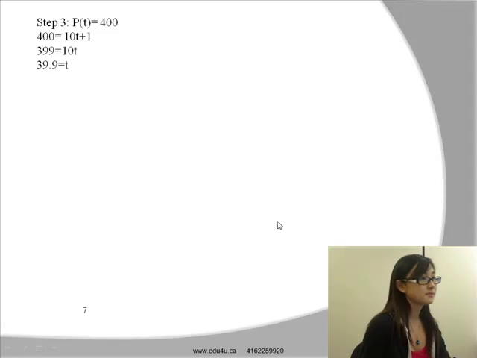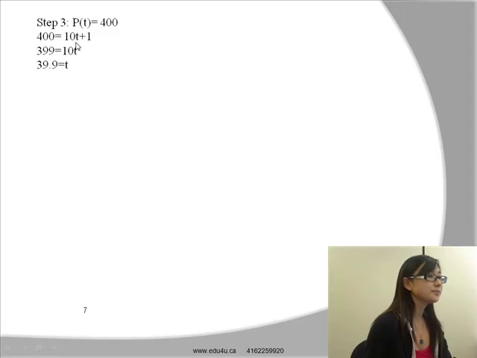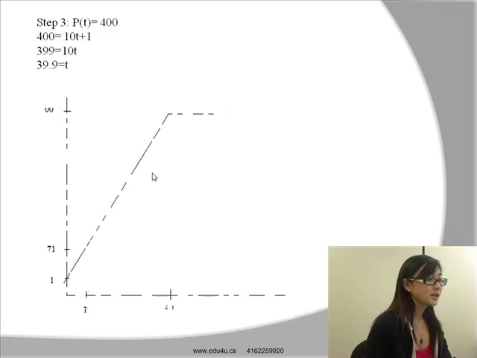So how long will it take for 8% of the population to get infected? Well, 8% of 5,000 would be 400. So we simply plug that into the equation for P(t). 400 equals 10t plus 1. Therefore, t will equal something close to 40.